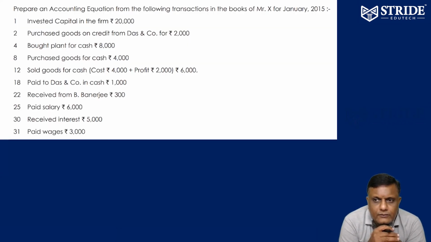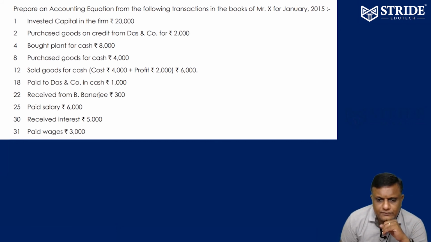January 18. Paid to Das and Co. in cash 1,000. So here the supplier Das and Co. reduces. Liability reduces by 1,000. Cash reduced by 1,000. Paid to Das means liability decreases by 1,000. Liability decreases, Das decreases by 1,000.